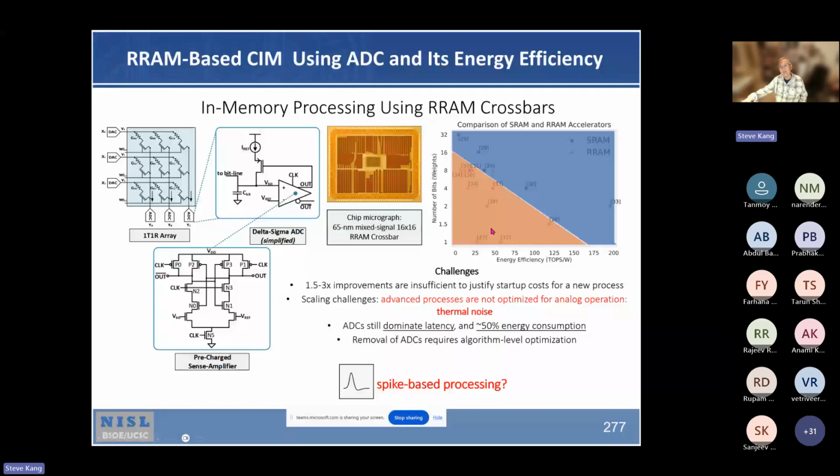This is also a comparison of static RAM versus resistive RAM acceleration and how they compare in terms of number of bits and energy efficiency. So you can see that SRAM has better performance, right? SRAM compared to RRAM, which is here. But in terms of packing density and so on, it's much better to use RRAM, for instance.